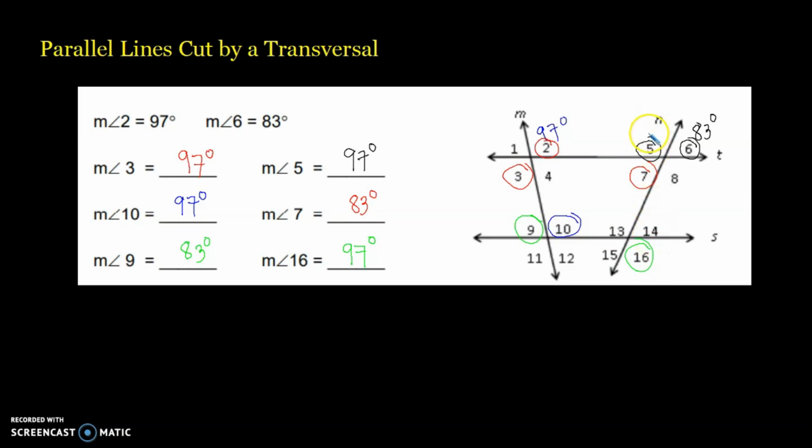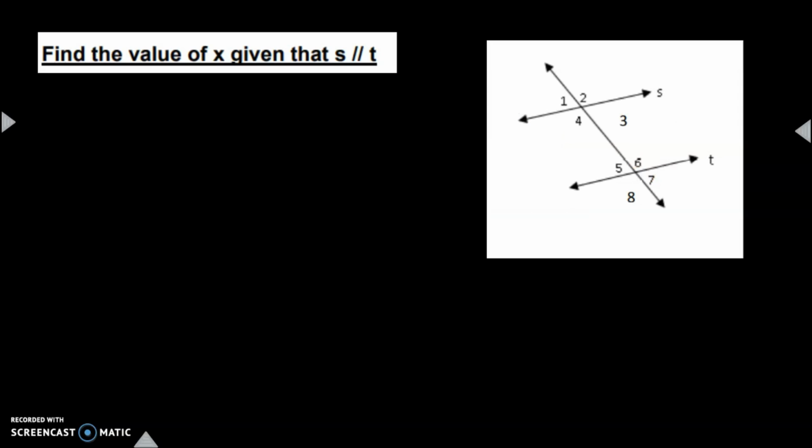Yes, they are alternate exterior, and alternate exterior angles are congruent. Since the measure of angle 5 is 97 degrees, therefore angle 16 is also 97. Okay? So I hope that everything is clear for this set of exercises. We are now going to move on to the next sample.